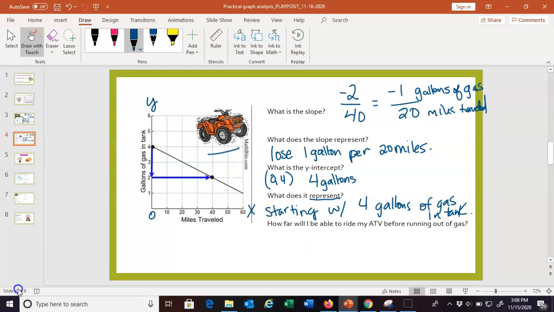What do you guys think? A few ways we can do this. We can estimate, right? Graphs are really good and helpful tools in estimation. So we could extend this line. I wish the grid extended, sorry about that. If the grid extended, it would be much easier, to approximately 80. So we know we're going to run out of gas when this line gets to the x-axis, right? When y equals 0. And that's going to be at about 80 miles.